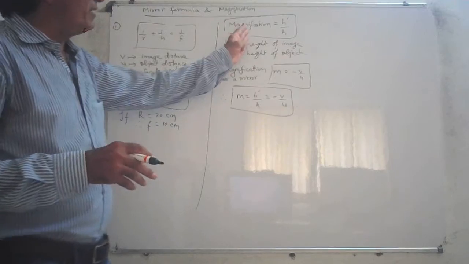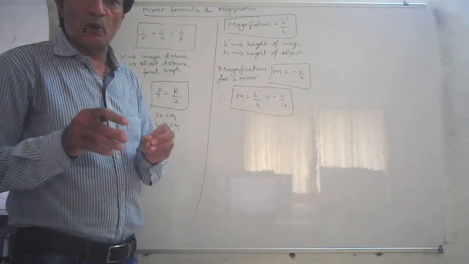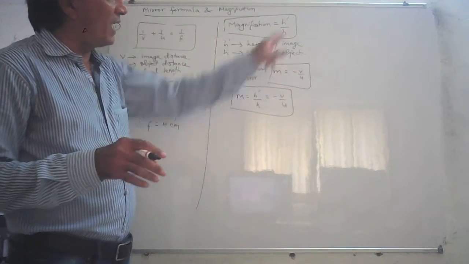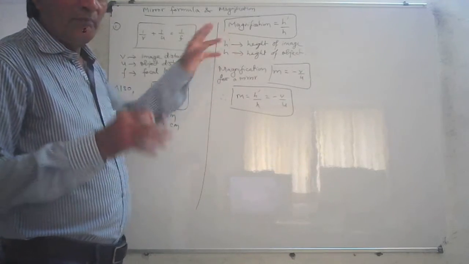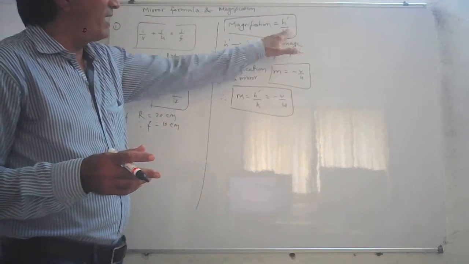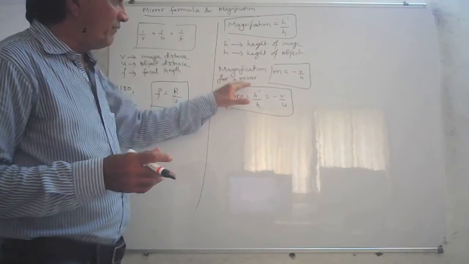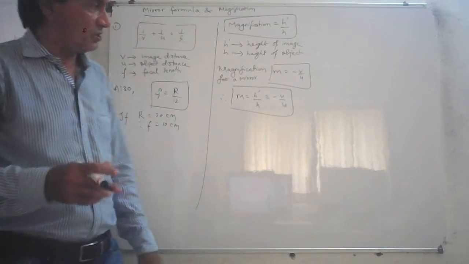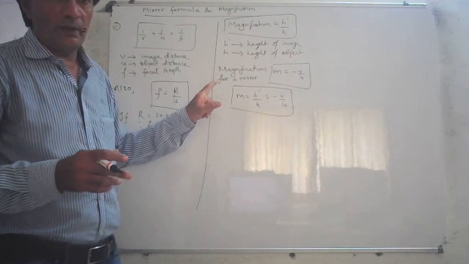Magnification. What is magnification? Magnification is a simple pure number. Magnification can be defined as the ratio of the height of the image upon the height of the object. So m is the symbol for magnification. M is equal to H dash upon H, where H dash is the height of the image, H is the height of the object. Magnification of a mirror can also be defined in terms of object distance and image distance. So magnification is minus V upon U. But this is for a mirror.